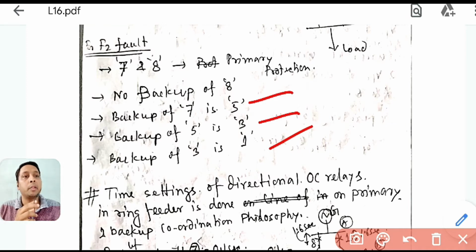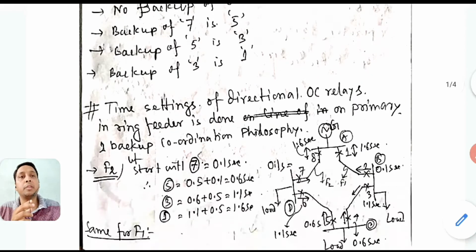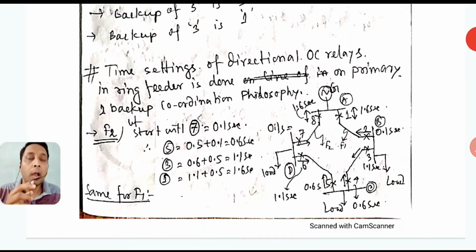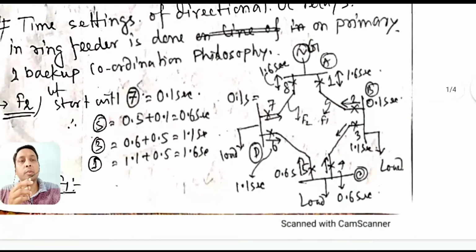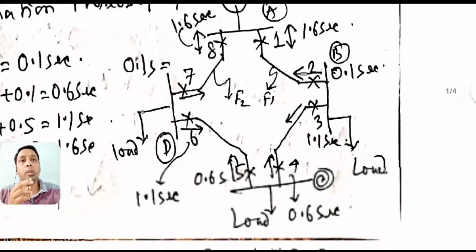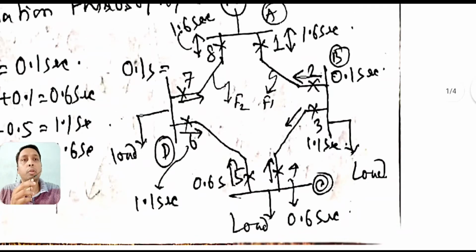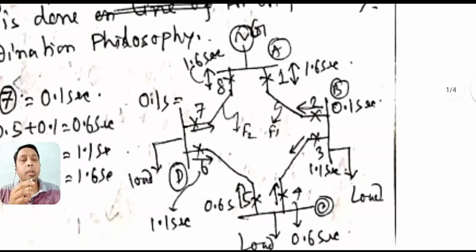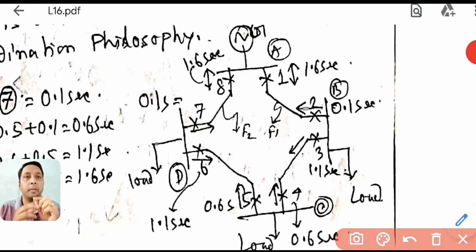Now let us see the time settings in case of this directional relay, how we do it. Let's take a simple example of DTOC relay only. Because there are lots of backups, the philosophy is the same. The primary backup coordination philosophy will go that way. But suppose this is the feeder like the earlier one.